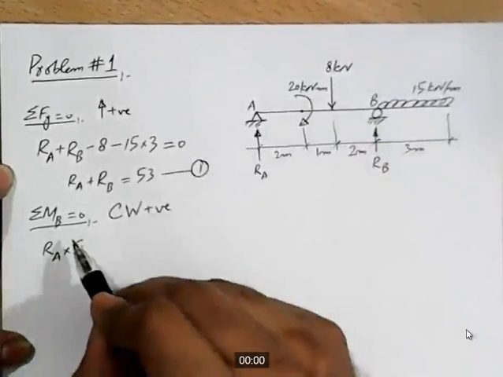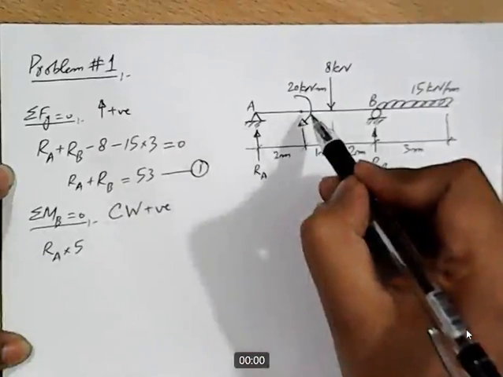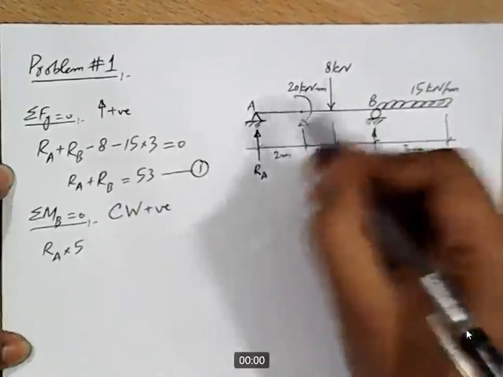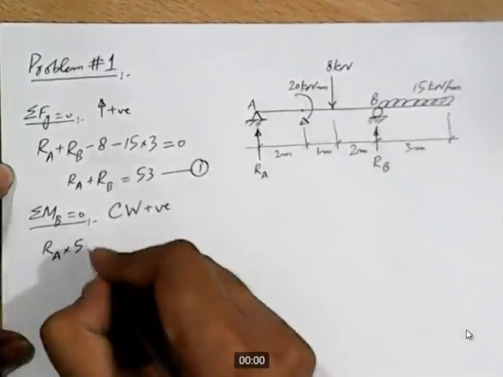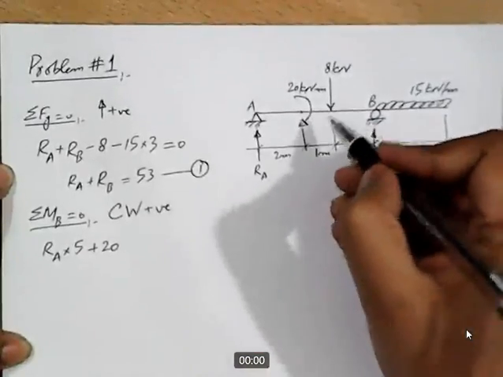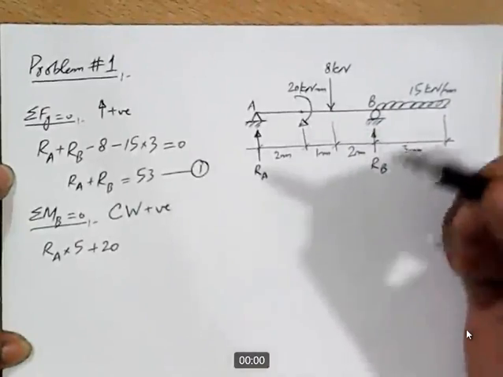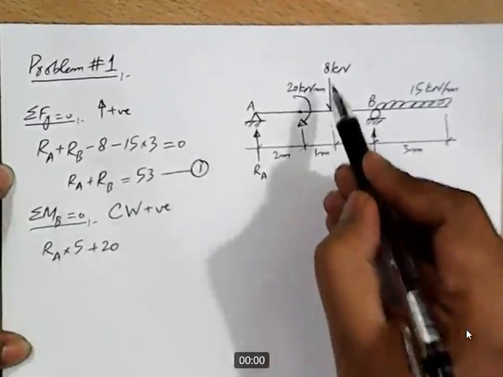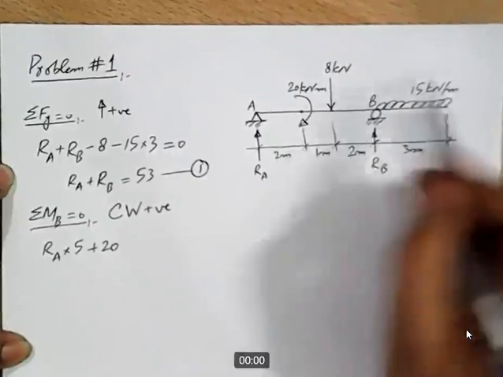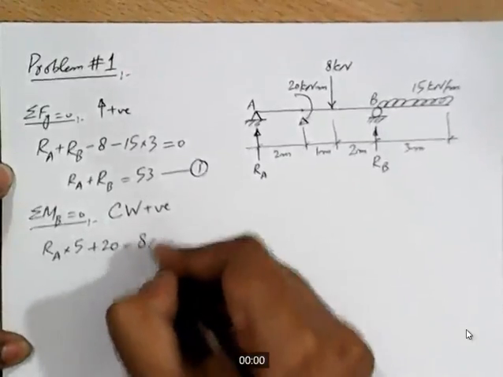As we are applying sum of moments about point B equal to 0, so this moment will appear in the equation, and moment is in which direction? It is in clockwise direction, so it should be positive 20, and as it is a moment by itself, so we do not need to multiply it with any lever arm. And then we have this force 8 kilonewton. This force is producing moment in counterclockwise direction about point B. So we'll say minus 8 into 2.